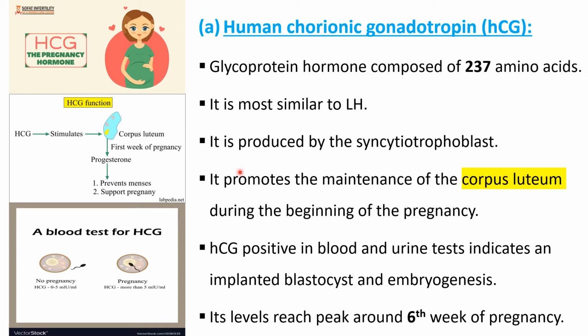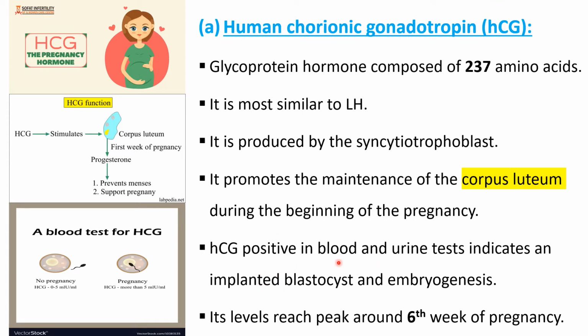It is produced by the syncytiotrophoblast. The main function of human chorionic gonadotropin is maintenance of the corpus luteum. As we came to know earlier, the corpus luteum is the specialized structure essential for the maintenance of the pregnancy in human females. Here, human chorionic gonadotropin plays a vital role in knowing whether the female has conceived or not.